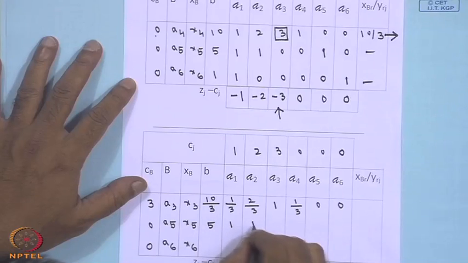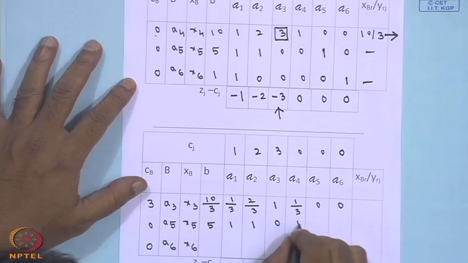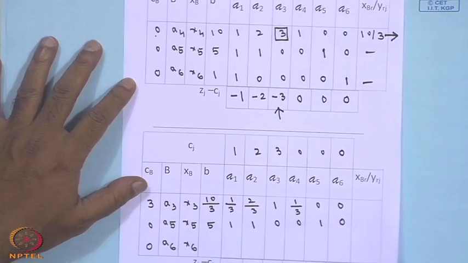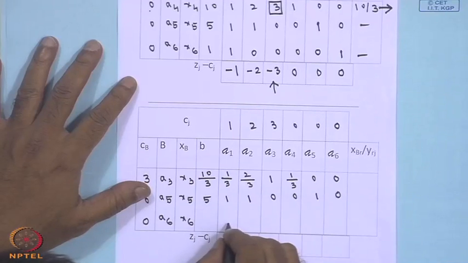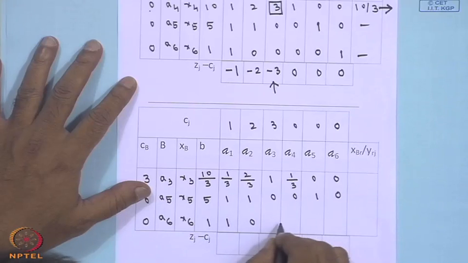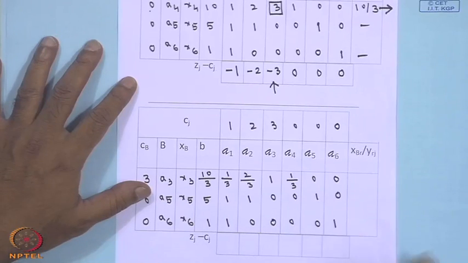So, it will be 5, 1, 1, 0, 0, 1, 0 and the next one is 10 by 3, this will be 1, 1, 0, 0, 0, 0 and 1.